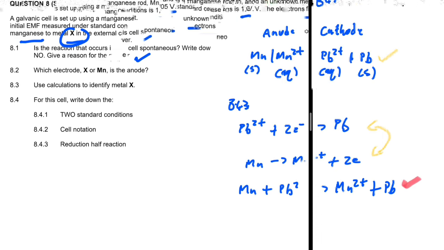Let's take a look at 2.3. Experiment 2. So in experiment 2, the learner now sets up a galvanic cell as shown below. The cell functions under standard conditions. 2.3, write down the energy conversion that takes place in this cell. We know the energy conversion that takes place in a galvanic cell. That is chemical energy to electrical energy. Let's go ahead and take a look at 2.4.